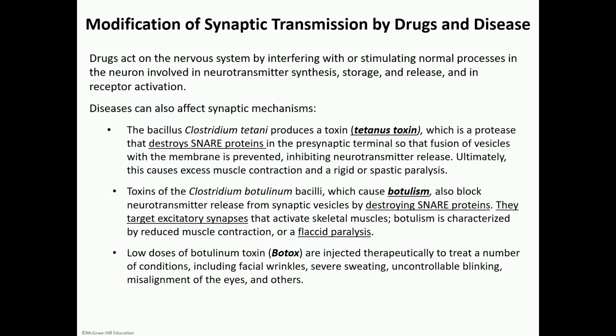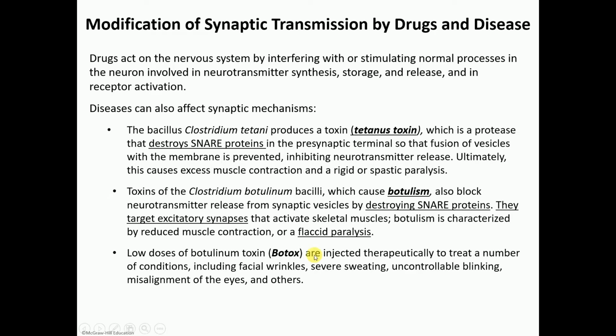So in this slide, we are going to talk about a couple of diseases that affect the transmission. Okay, so we will talk about tetanus and botulism. They both have the same mechanism of action, where they destroy the snare proteins. And remember that the snare proteins were those shoelace-looking proteins that attach the secretory vesicle to the cell membrane of the presynaptic neuron.